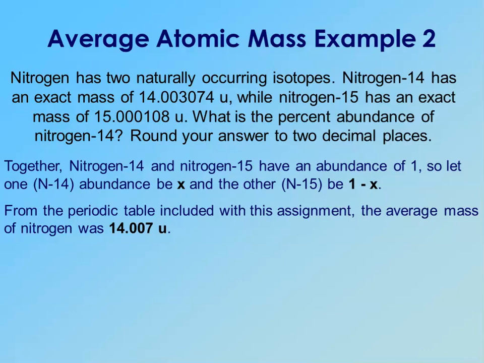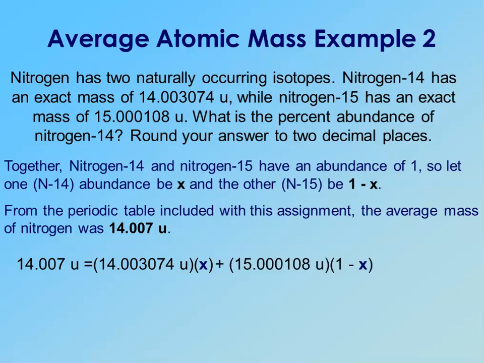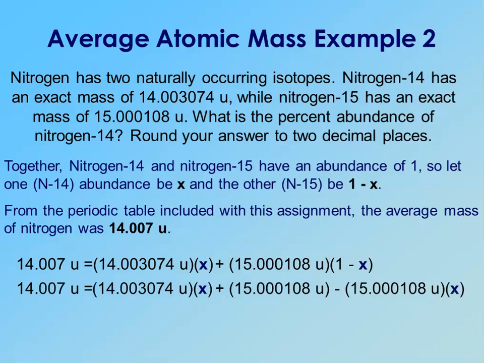So I'm going to set this up just like I did the problem previously, but the 14.007 will be what I am setting everything equal to. Then I take the mass of each of my isotopes and multiply them by their relative abundances. So nitrogen 14 gets multiplied by X, nitrogen 15's mass gets multiplied by 1 minus X. And at this point, I start to combine like terms together. I need to distribute that 15.000108 U through, and then combine the X terms and combine the constants. So the first term's not going to change, but the second one is going to end up with 2 terms. And so the U's would come together and the X's would come together. If you go back and do that algebraically, you'll see that.